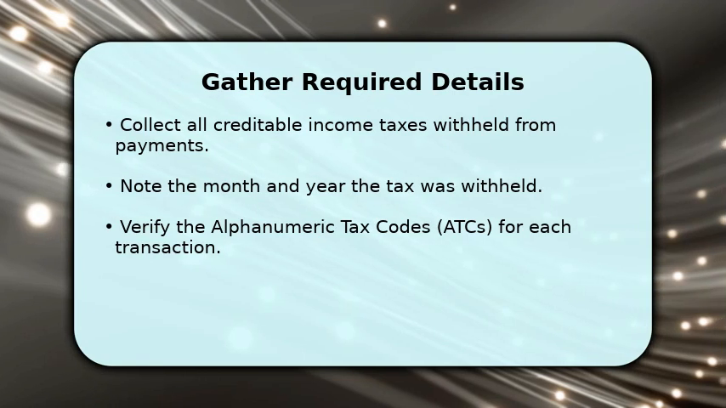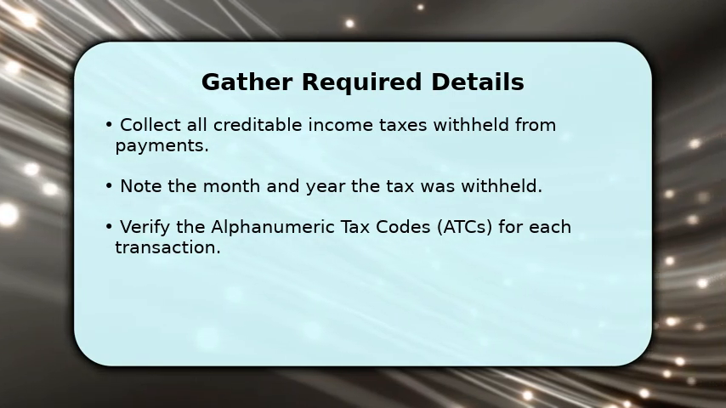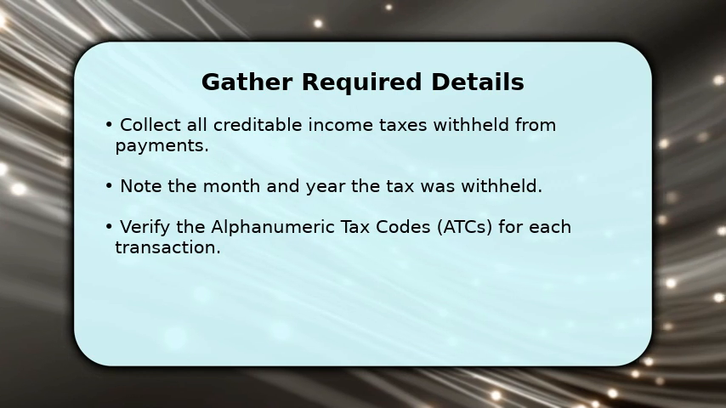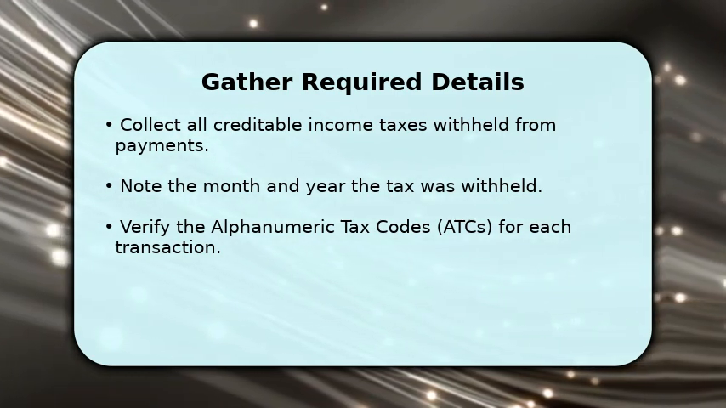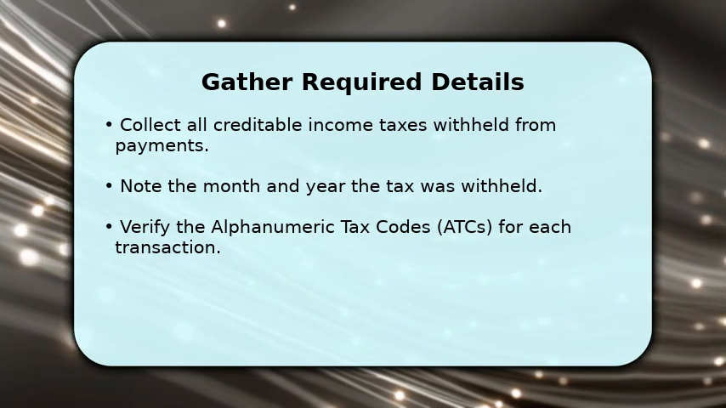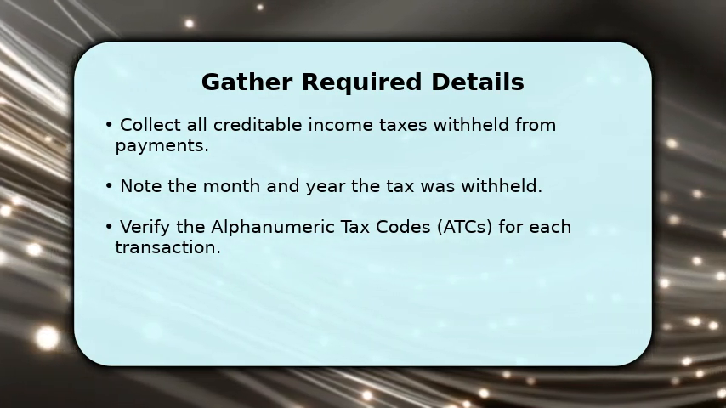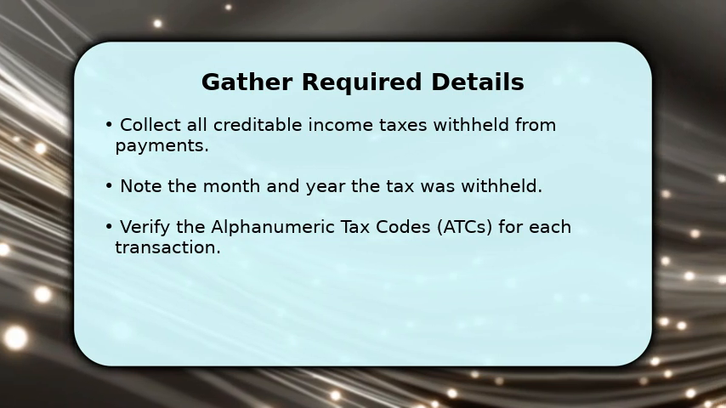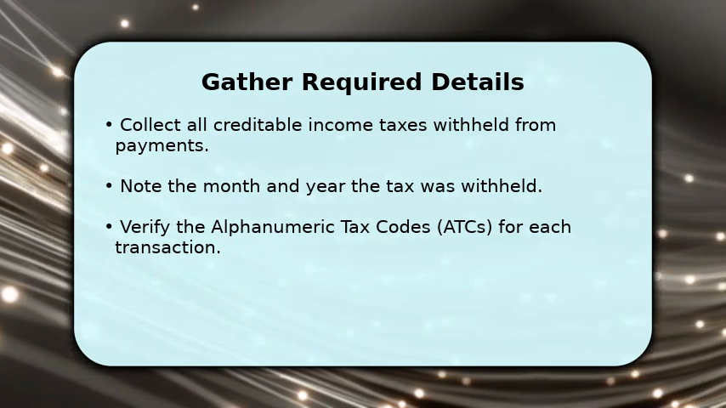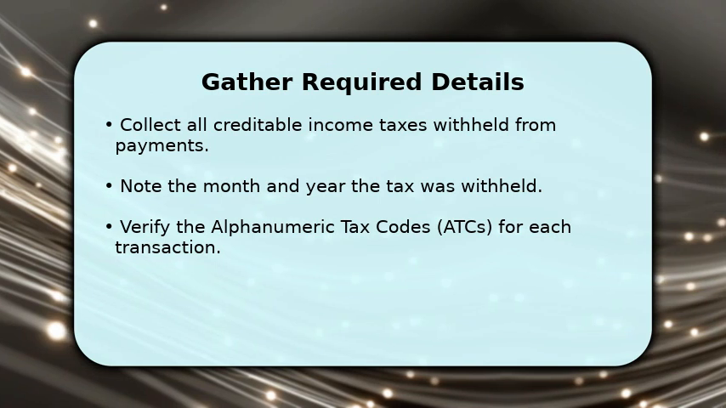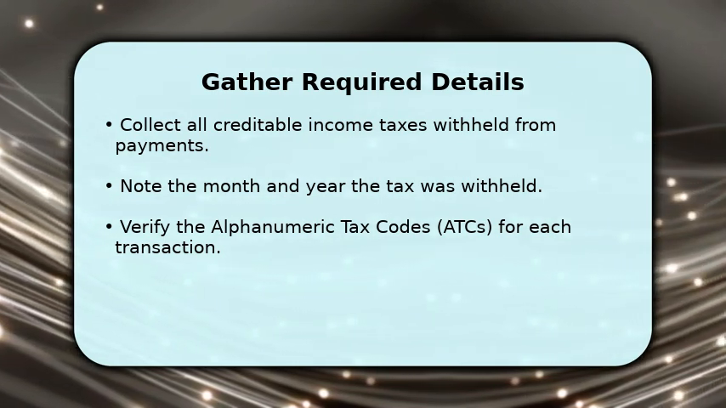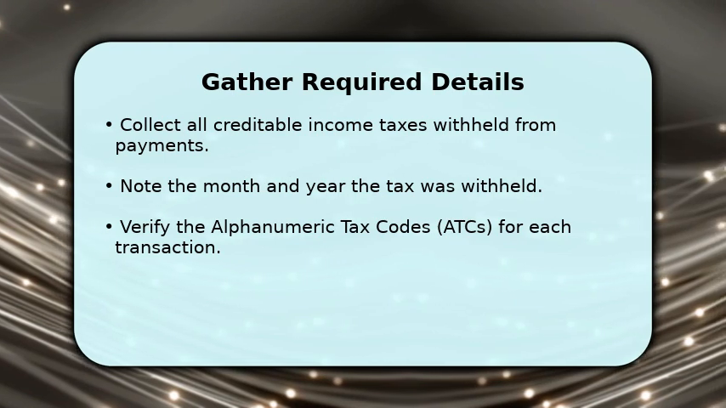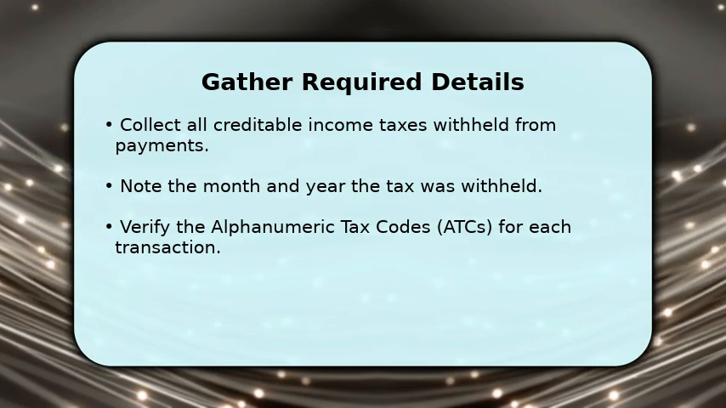Before you start, gather all necessary details about the taxes you've withheld. This includes the specific amounts, the month and year of withholding, and the correct alphanumeric tax codes, or ATC. For example, if you withheld a 2% tax on a professional fee, ensure that amount and the corresponding ATC are accurate. Having these figures, like a $1,000 withholding or a 5% rate, organized will prevent errors during data entry.